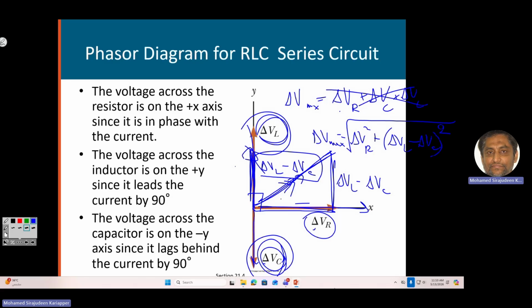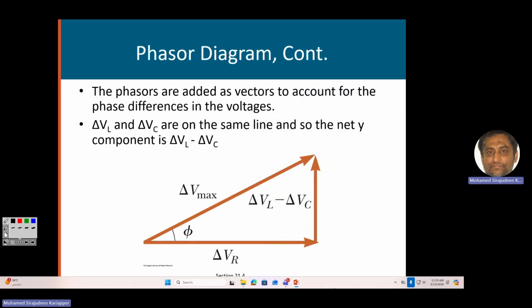And you can also find the phase angle by the definition of tan of this angle, which will be equal to opposite divided by adjacent. What is tan? Opposite side divided by adjacent. The opposite side is delta VL minus delta VC, divided by delta VR. So that's what you're going to get here.